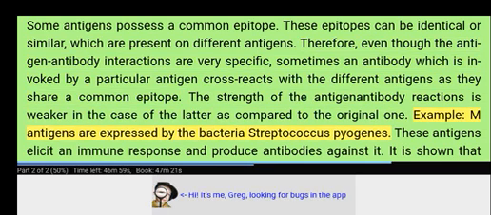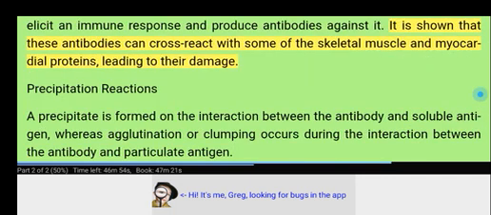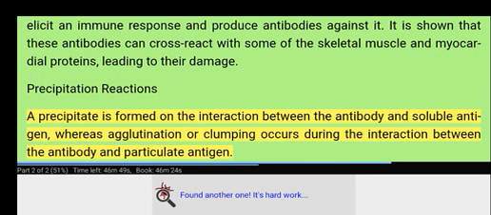For example, M antigens are expressed by the bacteria Streptococcus pyogenes. These antigens elicit an immune response and produce antibodies against them. It is shown that these antibodies can cross-react with some skeletal muscle and myocardial proteins, leading to their damage. Precipitation reactions. A precipitate is formed on the interaction between the antibody and soluble antigen, whereas agglutination or clumping occurs during the interaction between the antibody and particulate antigen.